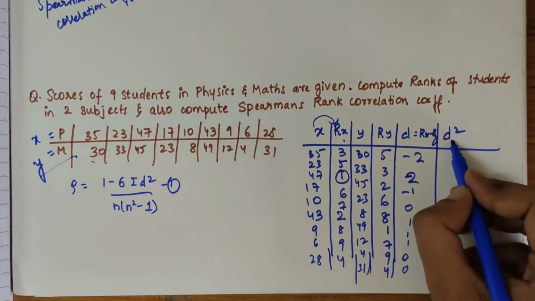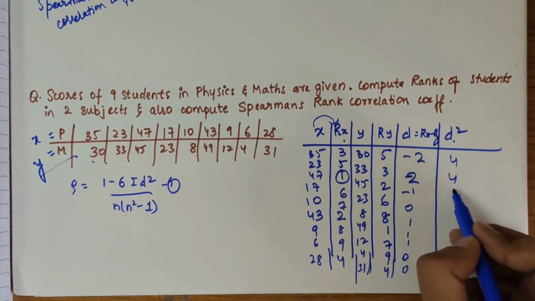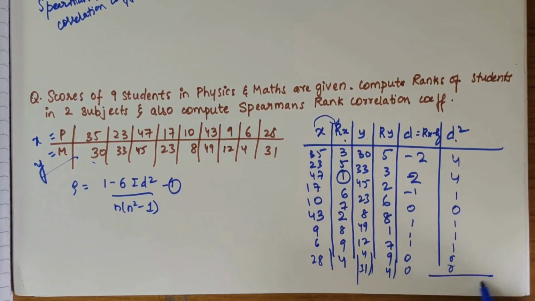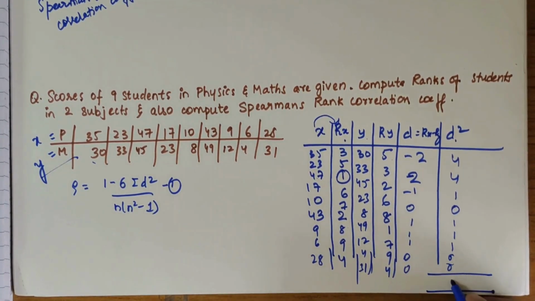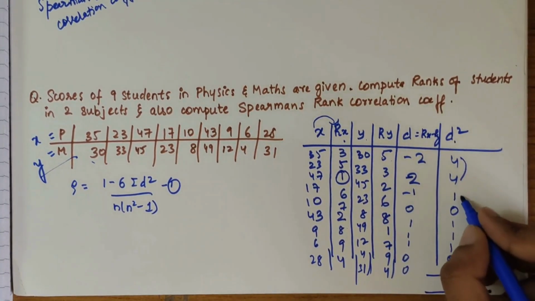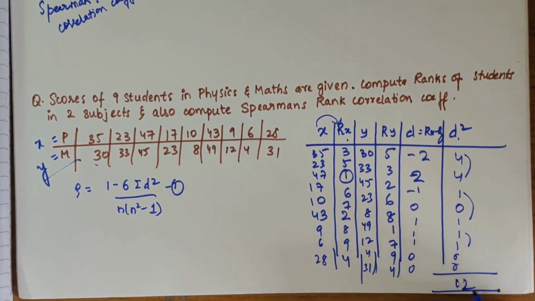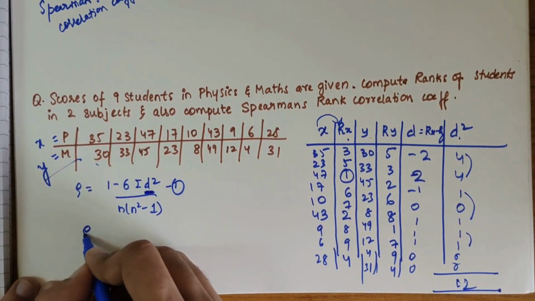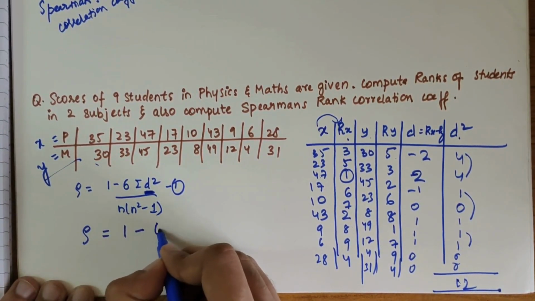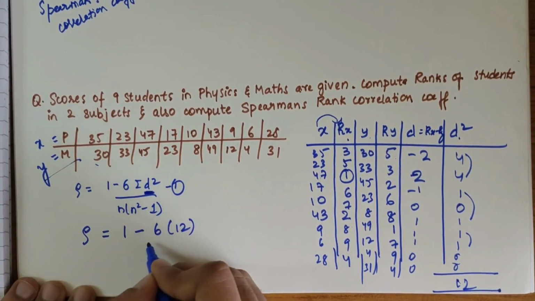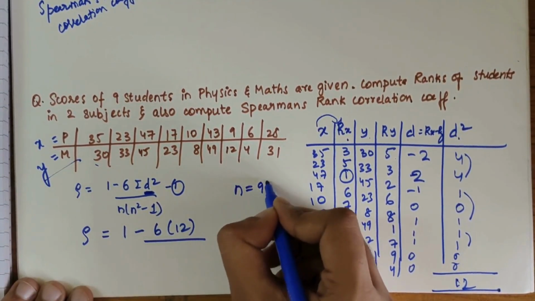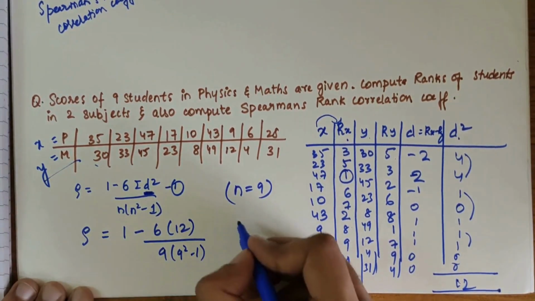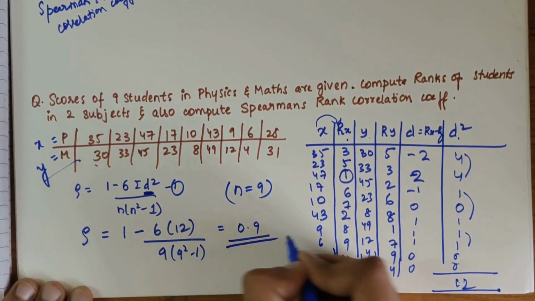Now computing the d square values, you get 4, 4, 1, 0, 1, 1, 1, 0, 0. Adding all these, you get 12. Substituting the d square value, rho is equal to 1 minus 6 into 12 by n into n square minus 1, where n is 9, so 9 into 9 square minus 1. If you solve, you will get 0.9.